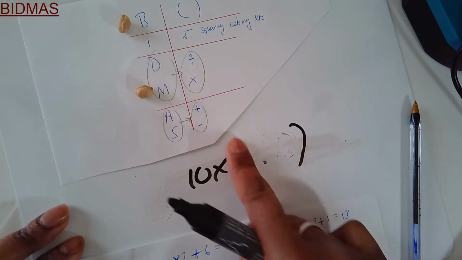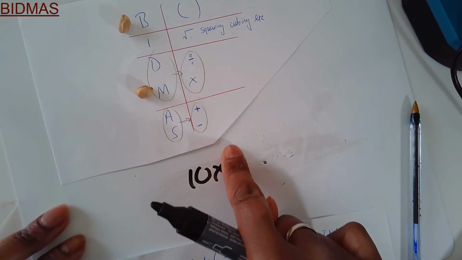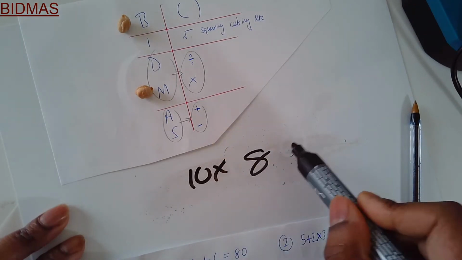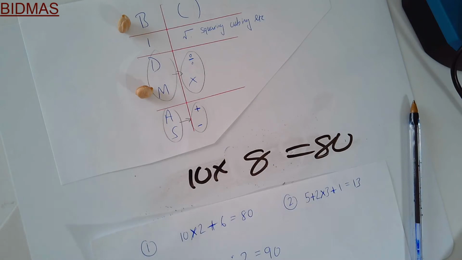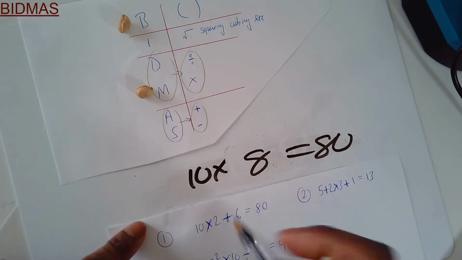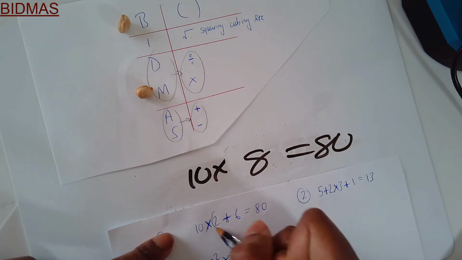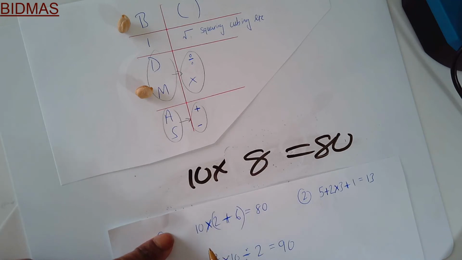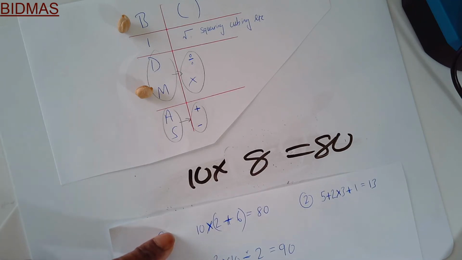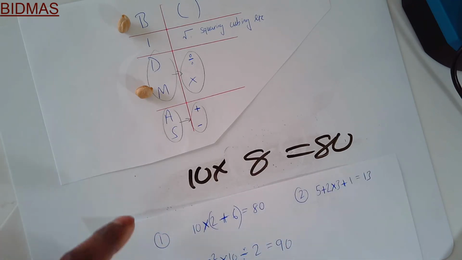So all of that becomes 8. 10 times 8 is 80. So it looks like the bracket goes there first. If you don't get it right the first time round, put the bracket somewhere else, and then see what happens.